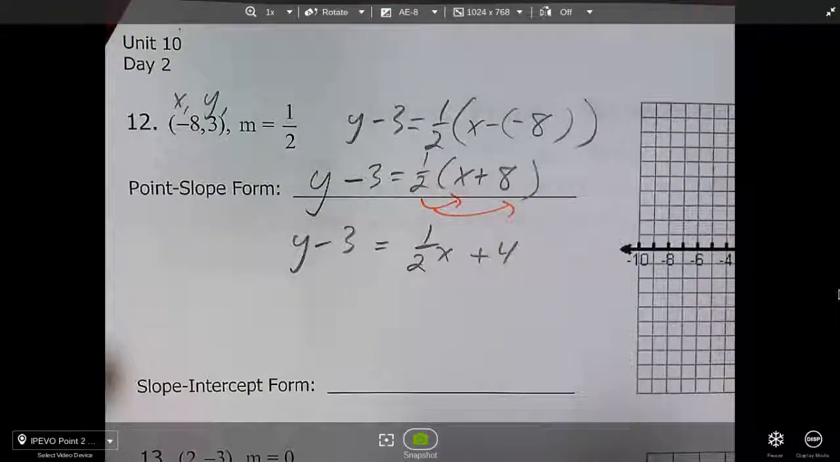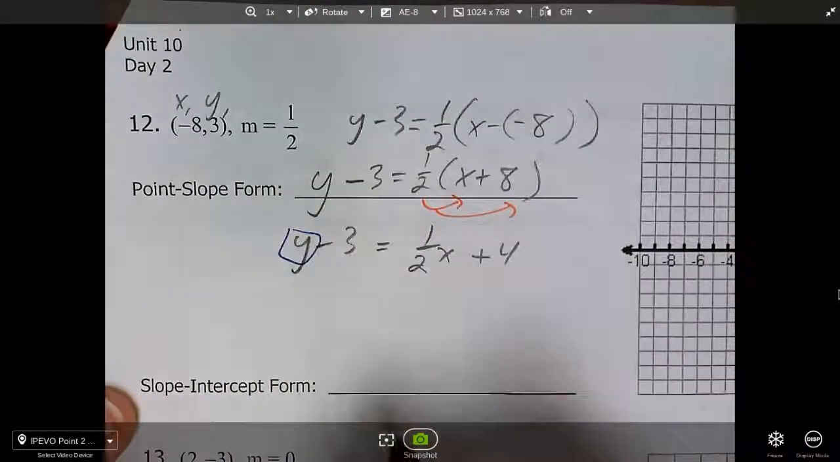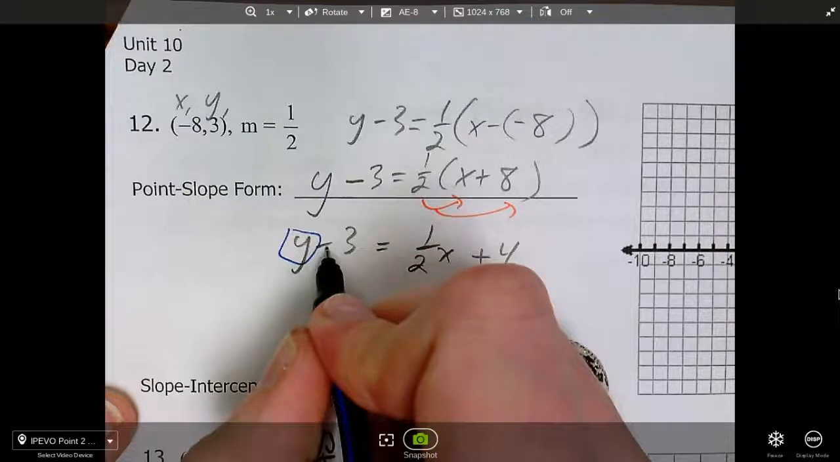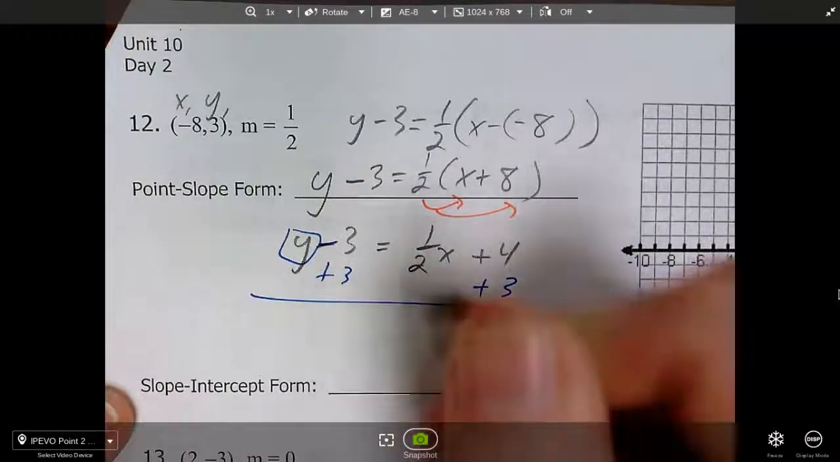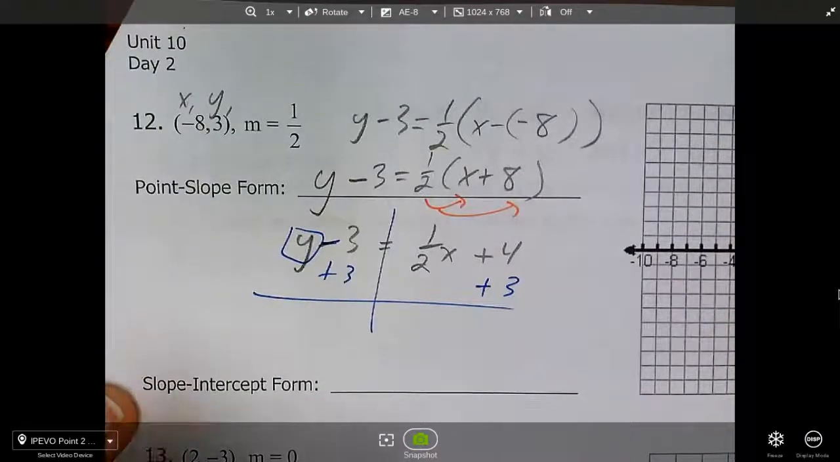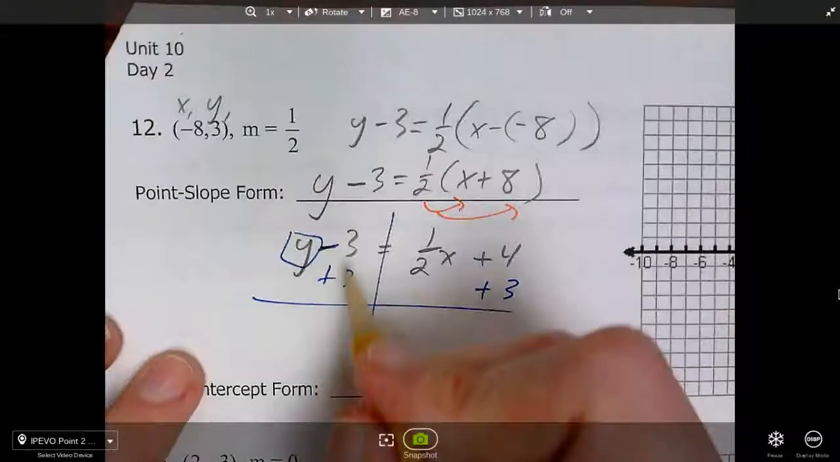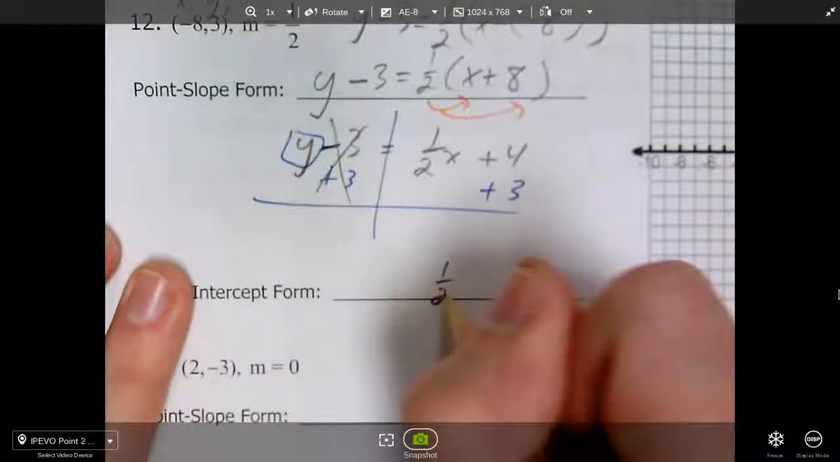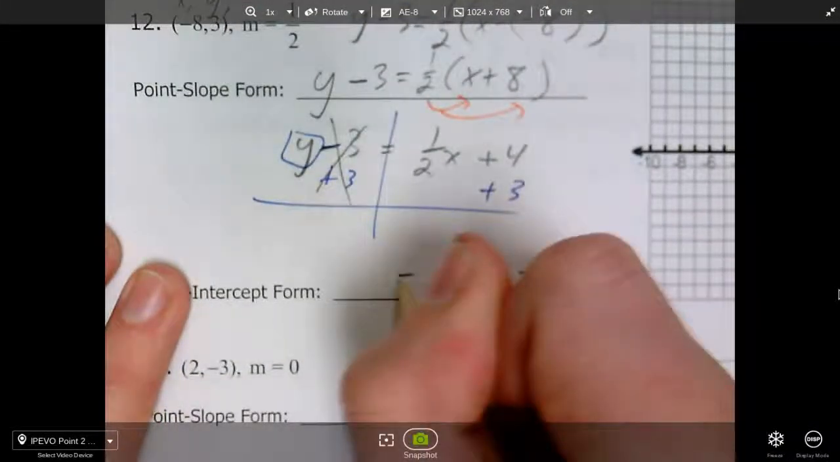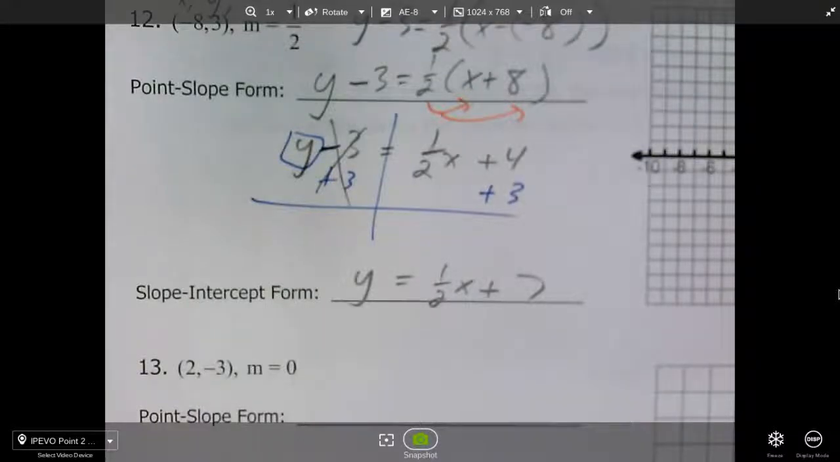Y is almost never by itself, so we will have to do the opposite here. We have a minus 3, so we're going to have to add 3. Remember, we add once on each side. So these two cancel out, and these two go together. So we get 1/2 x plus 7.